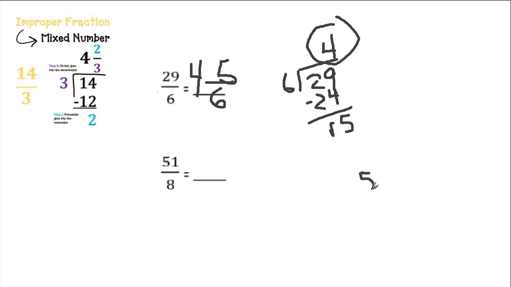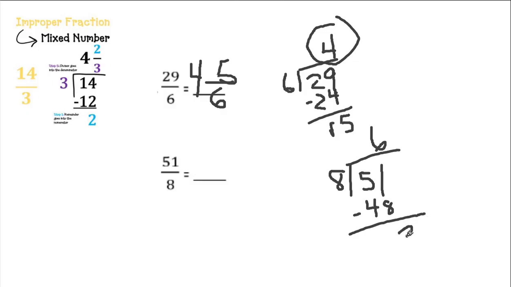51 divided by 8. Let's see, 8 times 5 is 40. 8 times 6 is 42. 8 times 7, oh, it's 48, right? 8 times 6 is 48. All right, because I knew that 8 times 7 was 56, so I had to go back to 6. See how you just kind of go through it. If you need to, you can write your multiples off to the side or use a chart and take time to learn your multiples. So this is 3.